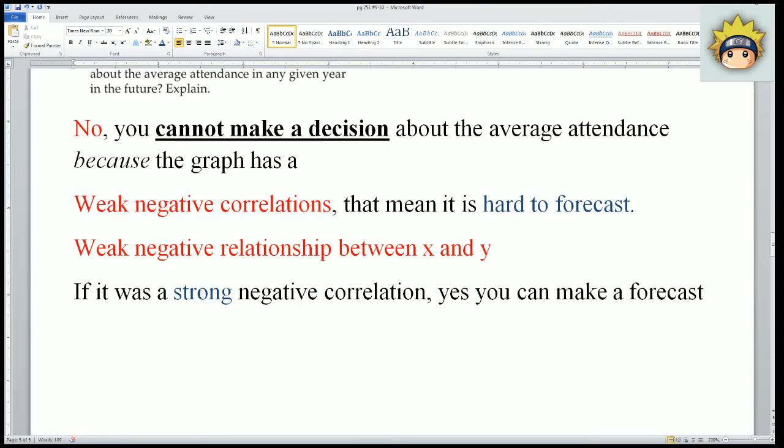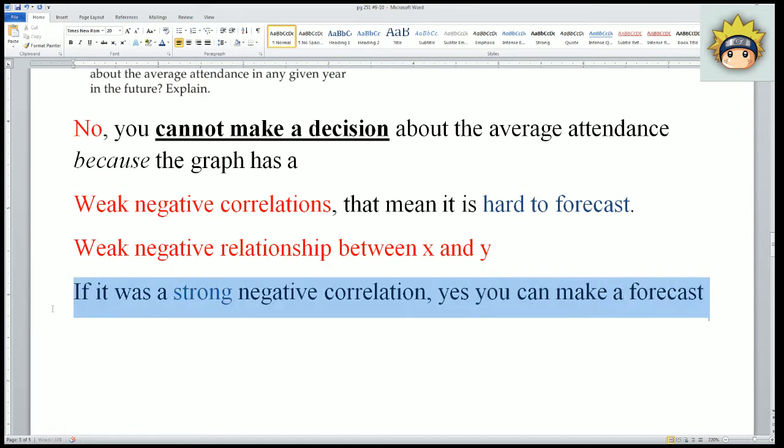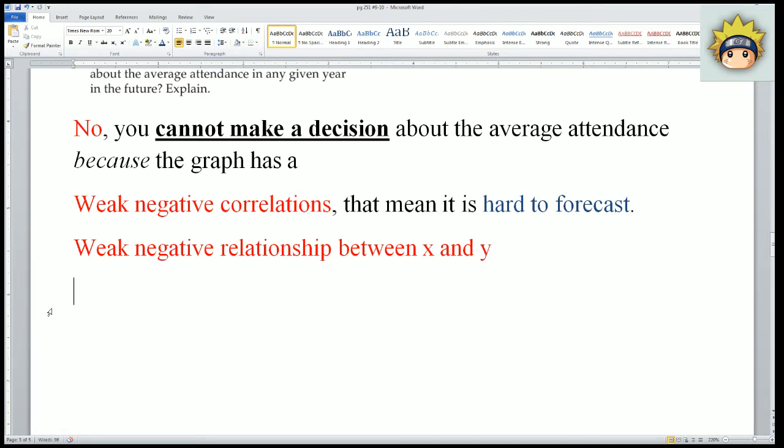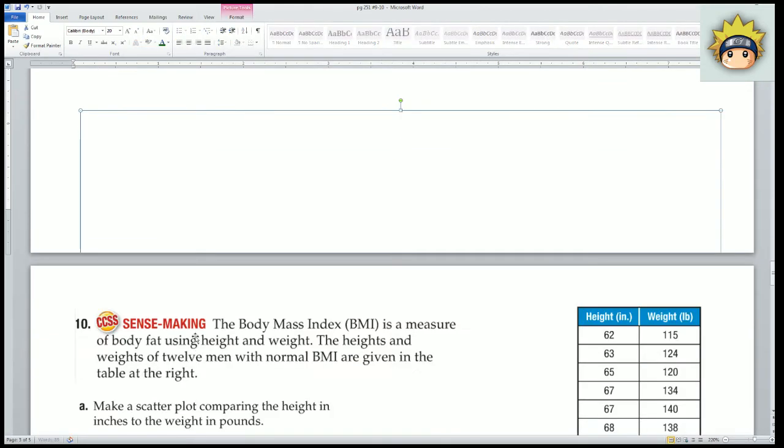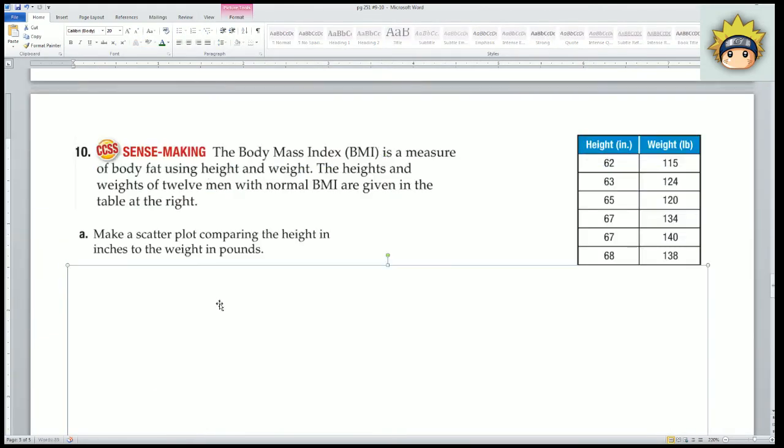You can only forecast if the residuals are low. That means you can only forecast if it's a strong correlation. But for this one, we say it's a weak negative correlation. So it is hard to forecast. So you cannot make a decision. Okay? Next one. Number 10.